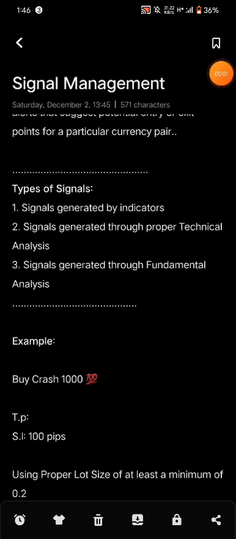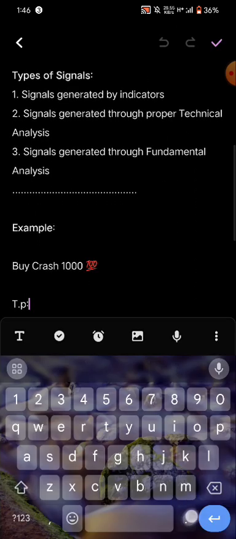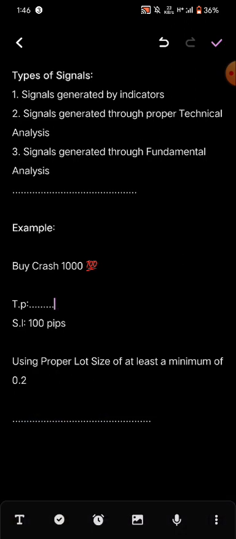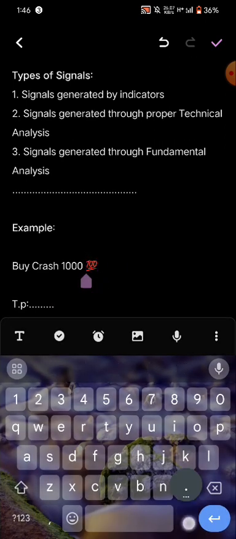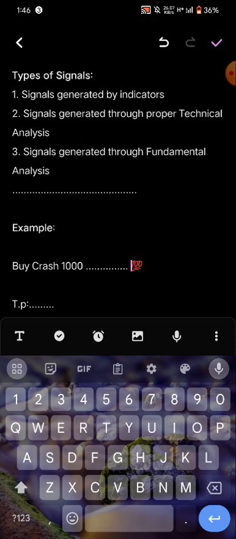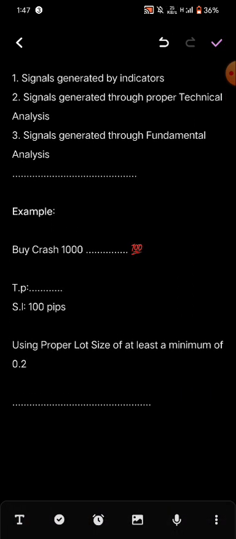I'll give you an example like this: Buy Cash 1000, TP at so and so. I can give you TP at so and so, and then say stop loss at 100 pips. TP means take profit, where you get to take a profit. Sometimes I can put Buy Cash 1000 at a number, TP1 at a number, TP2 at a number, SL at a number, using a proper lot size of at least a minimum of 0.2. I'll give you the lot size you're supposed to use.